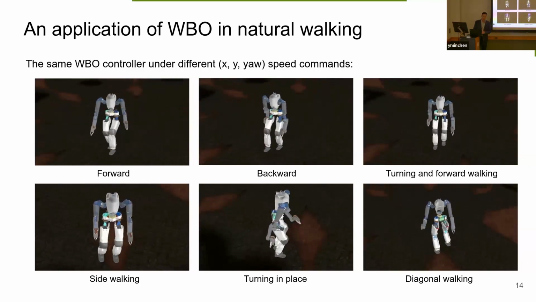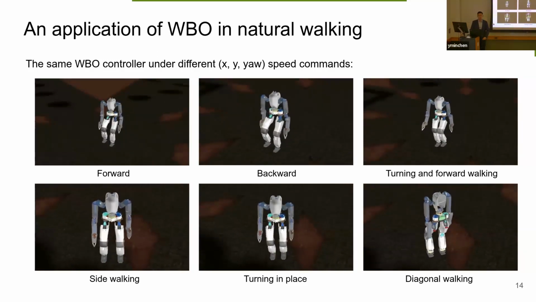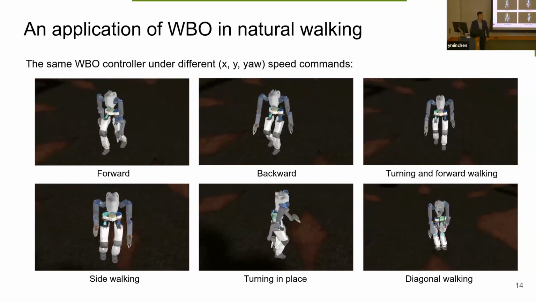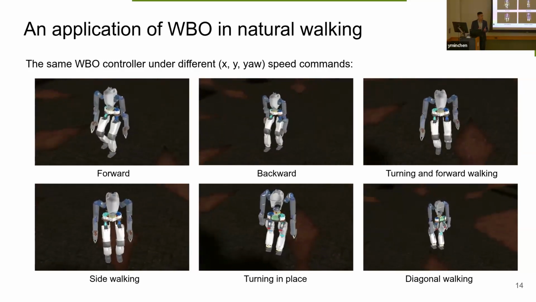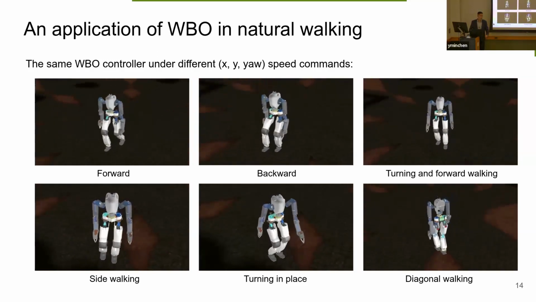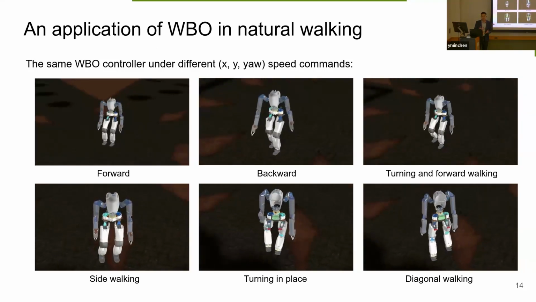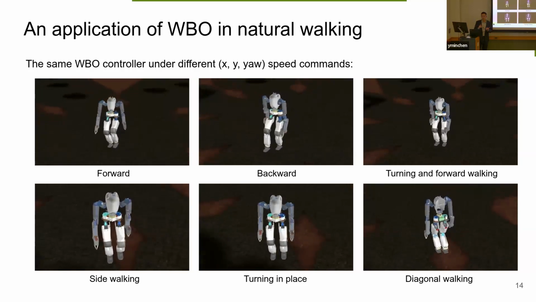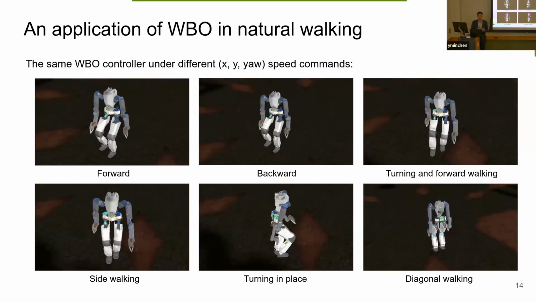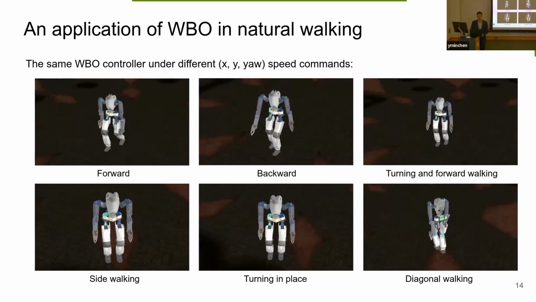I also applied the same controller to Nadia, except Nadia has an upper body, so I have to set a nominal pose for Nadia. And interestingly, when I do this, the upper body starts moving pretty naturally when Nadia walks. It's because when we track this desired orientation, we also minimize the angular momentum, and the arm swing can do part of the job.